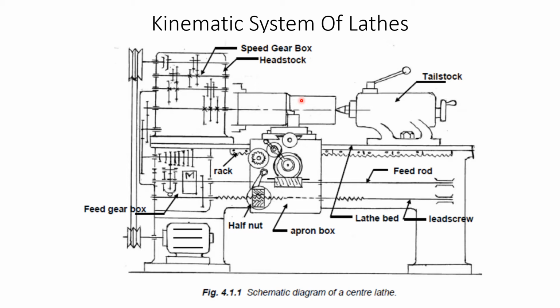It is noted in general from the figure that the job gets rotation from the motor through the belt pulley system, clutch, and then the speed gearbox, which splits the input speed into a number of speeds by operating the cluster gears. These are the cluster gears.